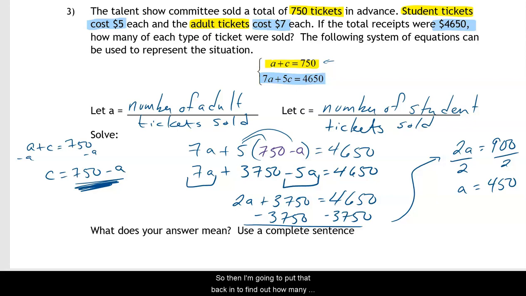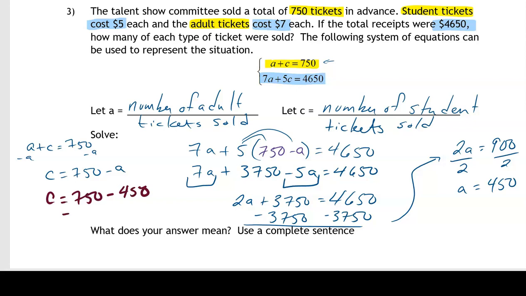So then I'm going to plug that back in to find out how many student tickets they sold, and I can plug that into that equation that I solved over here. So C equals 750, and instead of A, I would plug in that 450. So 750 minus 450 would be 300. So C would equal 300, and that A is 450.